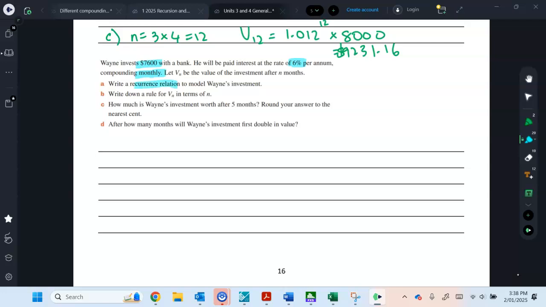We've got to write a recurrence relation. We've got to write a rule. How much is it worth after 5 months? How much will it be when it first doubles in value?